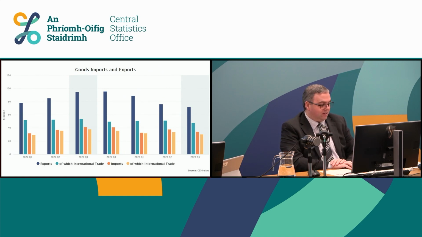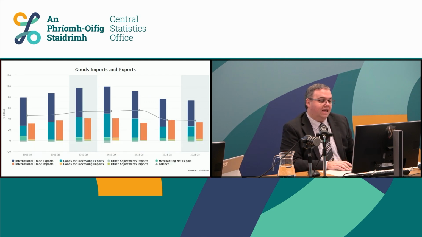Looking at the goods imports and exports, we can see that for Q3, goods exports are down compared to last quarter and down compared to last year. And on the import side, we see the same picture, with those also being down compared to last quarter and last year. Looking at how these break out into international trade, goods for processing and other adjustments, we can see that our international trade exports are down 3.4 billion on last quarter and down 5.7 billion on last year, while our goods for processing exports are down 1.6 billion on last quarter, but down 18.7 billion on last year.